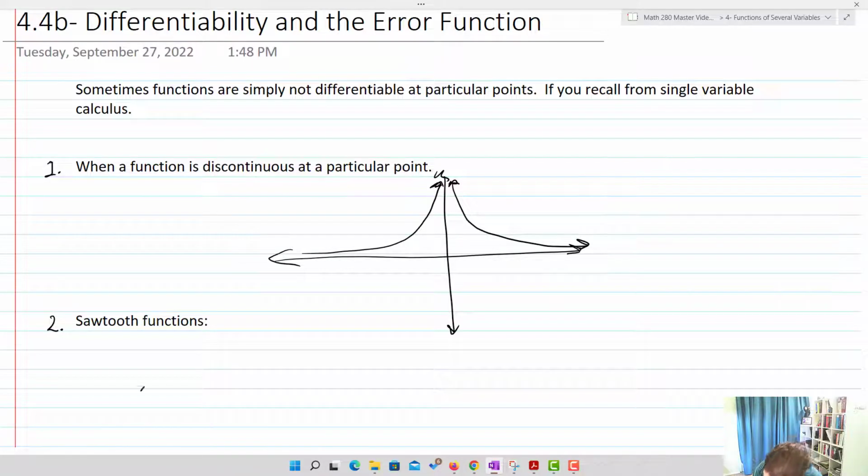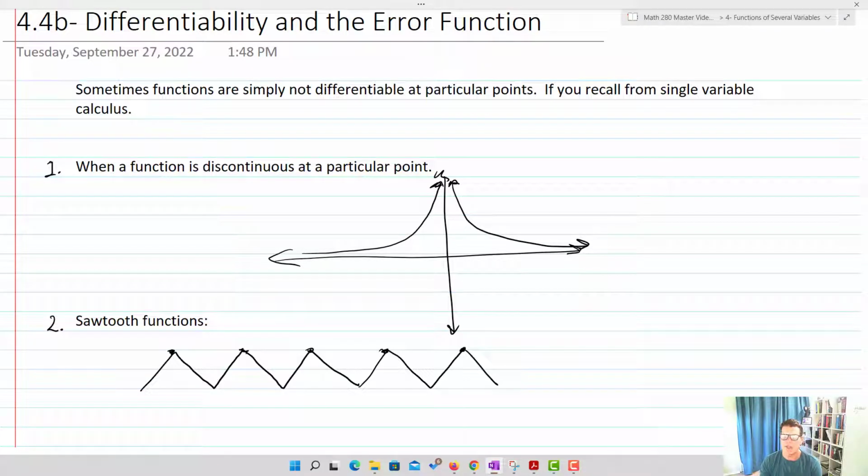Or two, we also have this idea of a sawtooth function. If you remember, the sawtooth function has corners. Wherever those corners are, it is continuous, but not differentiable. So discontinuity is one problem, and you also have these sawtooths or corners. Then we also had cusps, which ended up being an issue, because the derivative was different if you were coming from the left or from the right. And so that's a problem.